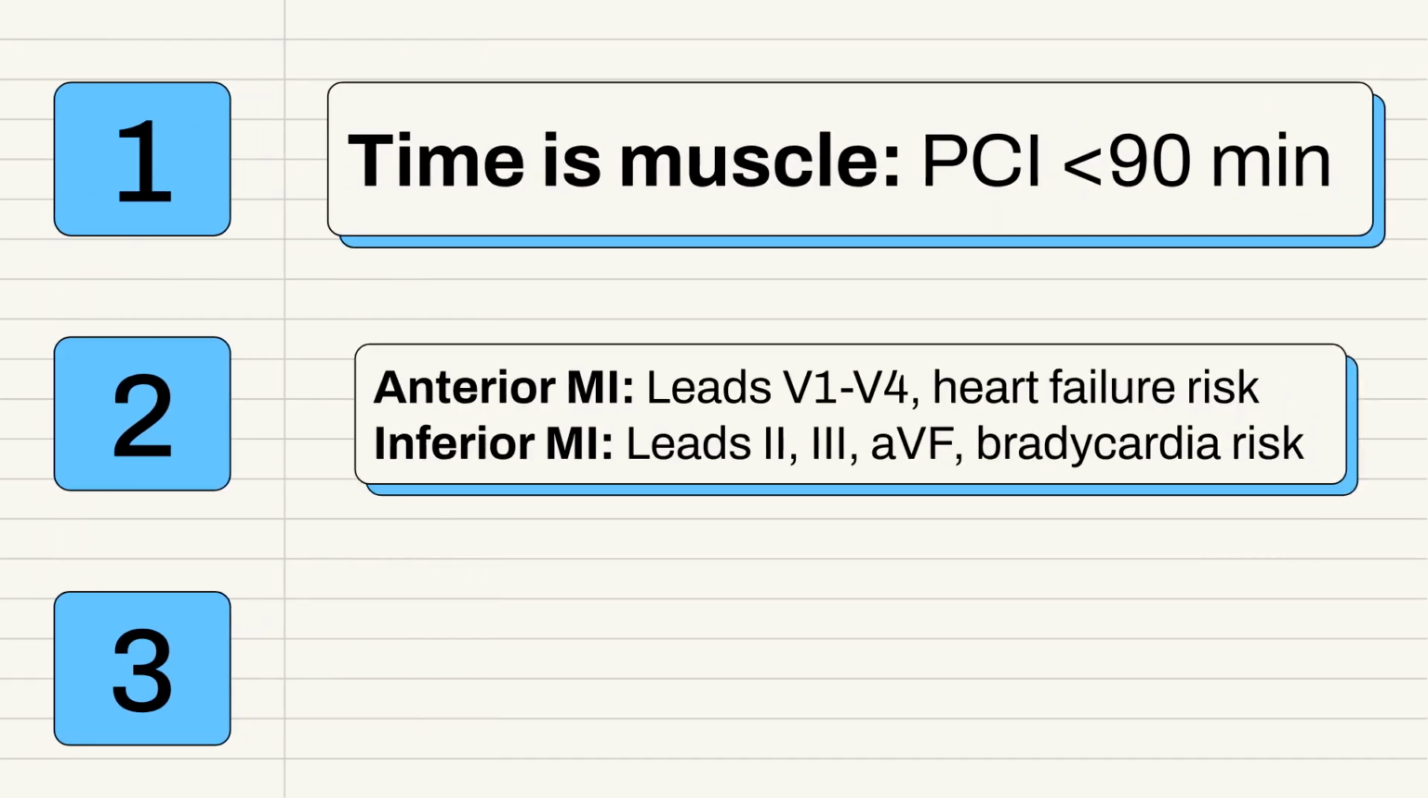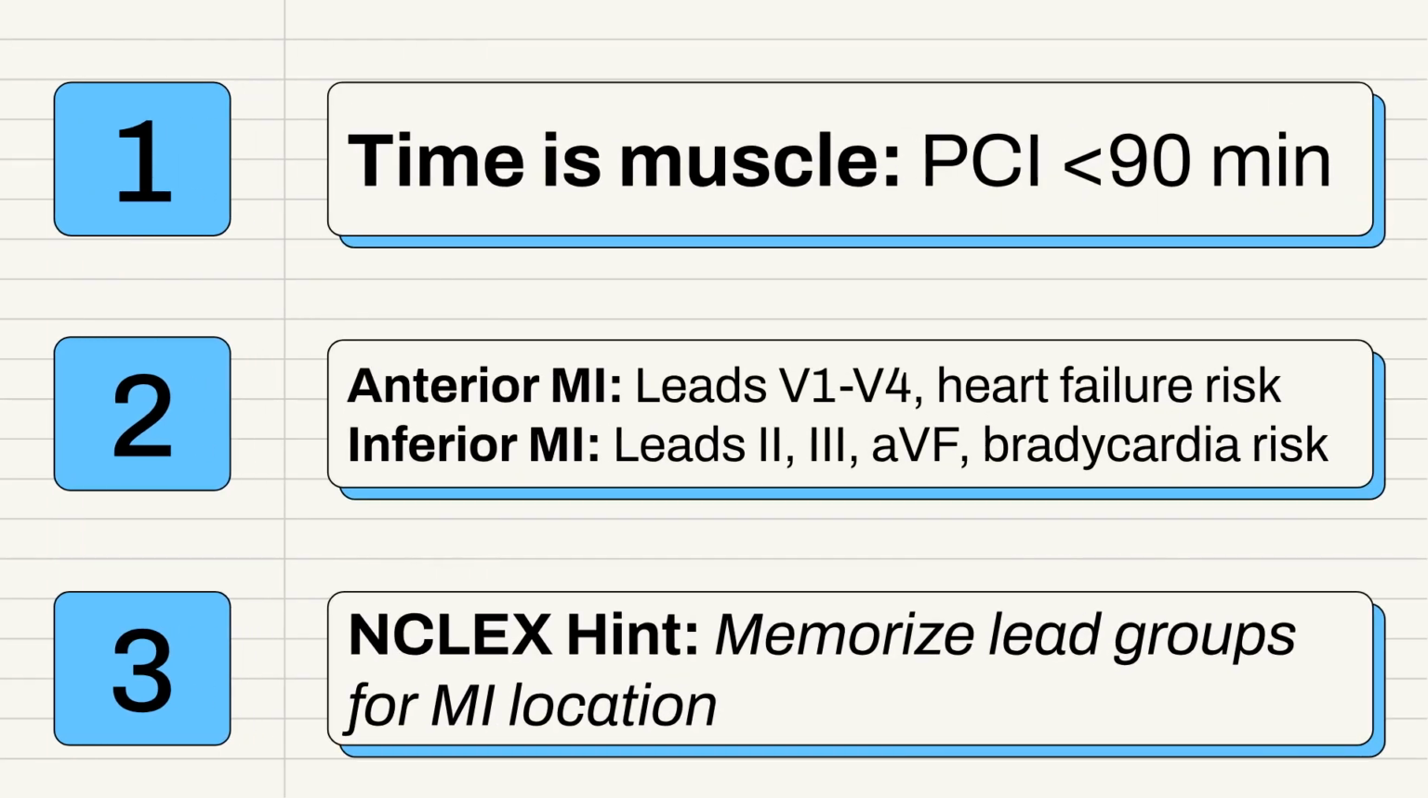For NCLEX prep, remember, time is muscle. Prioritize rapid ECG and reperfusion, PCI within 90 minutes, or fibrinolytics within 30 minutes for STEMI. If you see ST elevation in leads V1 to V4, think anterior wall MI, high risk for heart failure. Watch for inferior wall MI, leads II, III, aVF, causing bradycardia due to right coronary artery occlusion.